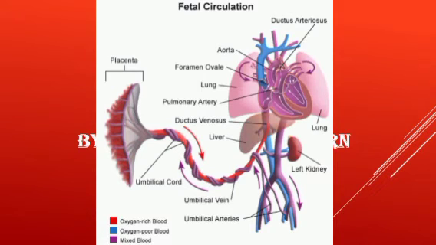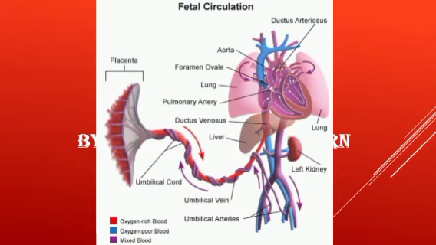Then, between the right and the left atria, we have an opening. So that opening, we call it the foramen ovale. This foramen ovale allows blood to pass from the right atrium into the left atrium. So blood from the right atrium will pass through this foramen ovale into the left atrium.